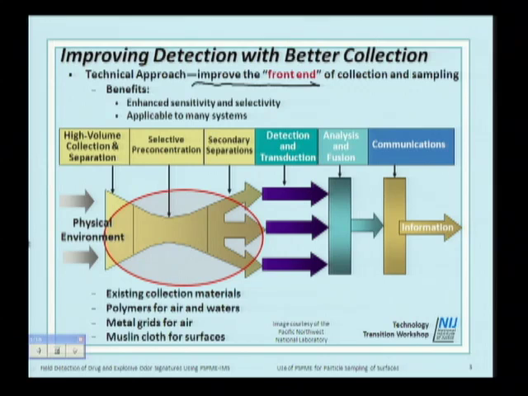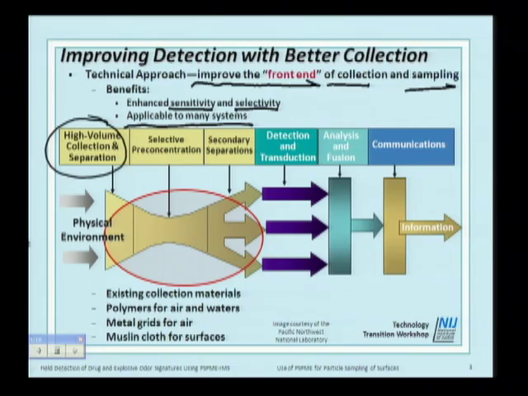What we would like to do is improve this front end, which is collection, sampling, because if we do a good job here, we can enhance our ability to detect it. We enhance the sensitivity, we might even enhance the selectivity. That means we don't want to collect all those dust particles that are not going to lead to a detection and may even overload the instrument and interfere with the particles we want to detect. So we want to collect in the right spots. This is applicable to many different systems.